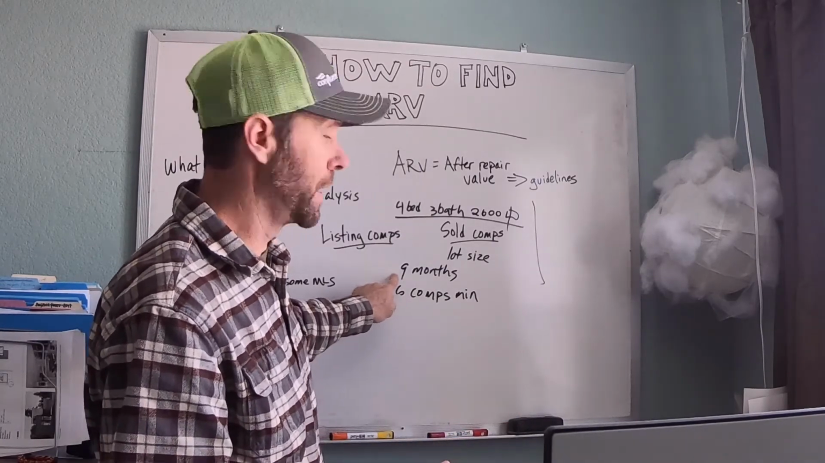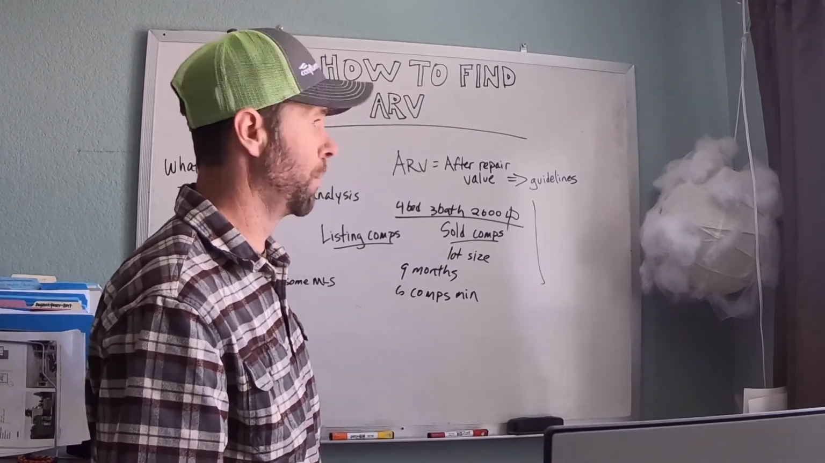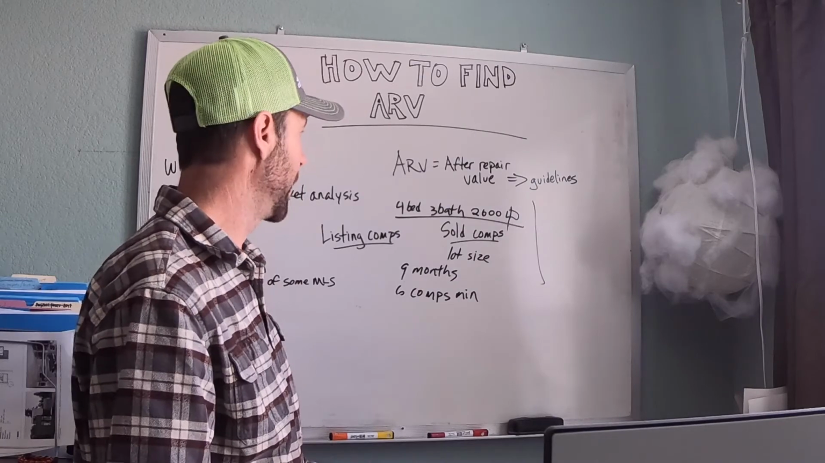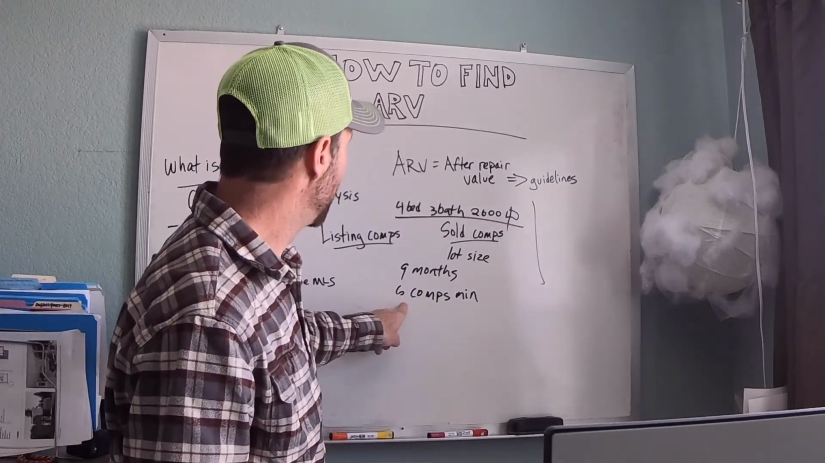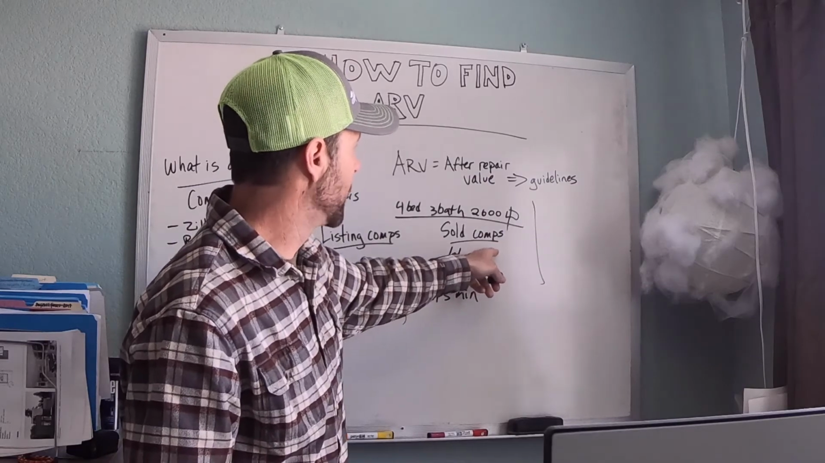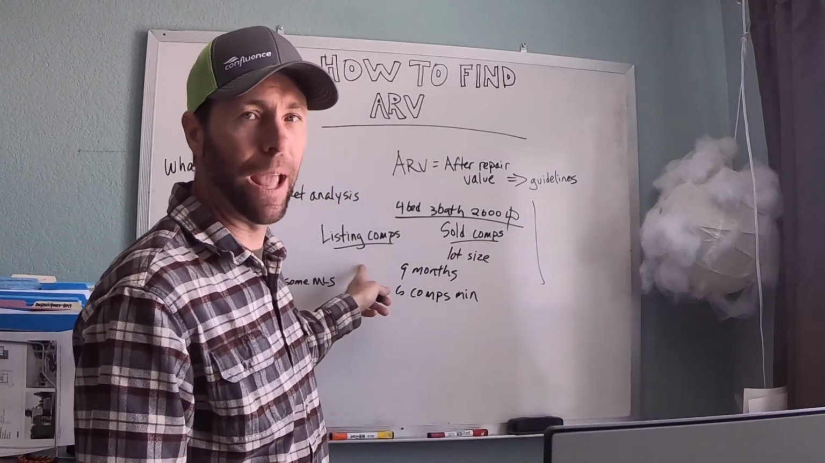If you have to go back more than 9 months, they need to find out more information on the neighborhood and why stuff isn't selling. And there's different reasons. It's not always bad, but you want to keep that in mind. 6 comps minimum. Definitely you want to have a 6 comp minimum on your sold comps. If you can only have 2 or 3 on the list comps, that's okay.